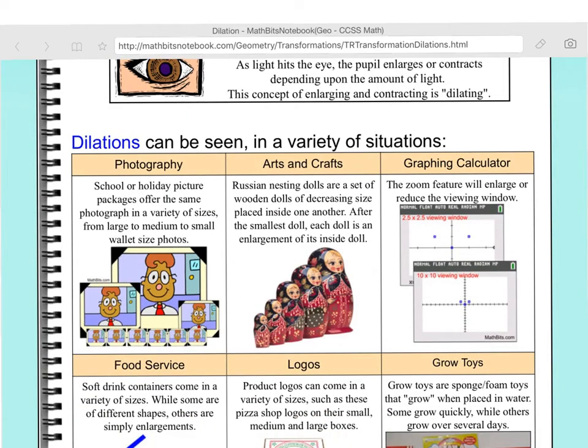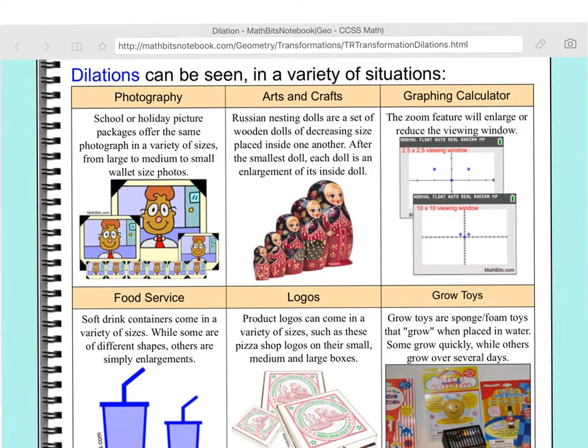So, dilations can be seen in a variety of situations. We can see it in photography. School or holiday picture packages offer the same photograph in a variety of sizes, from large to medium to small wallet-sized photos. Arts and crafts: Russian nesting dolls are a set of wooden dolls of decreasing size placed inside one another. After the smallest doll, each doll is an enlargement of its inside doll. Graphing calculator: the zoom feature will enlarge or reduce the viewing window.